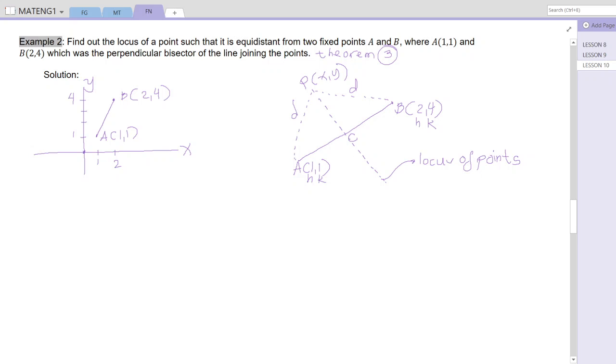Let us have this as the hypotenuse, and these will be the legs. So by the Pythagorean theorem again.